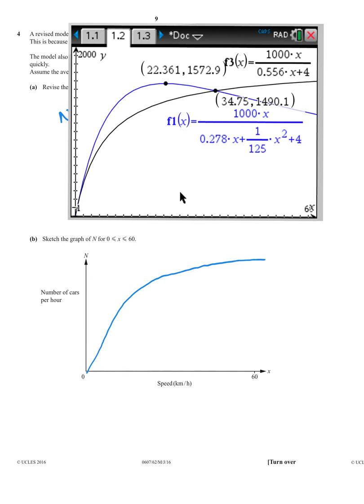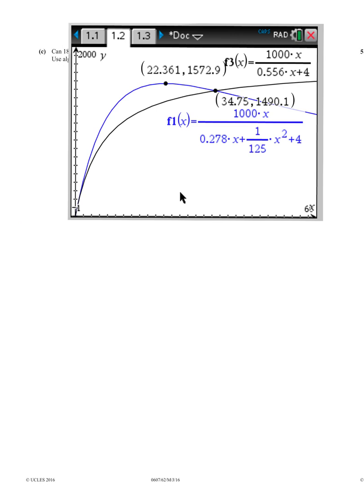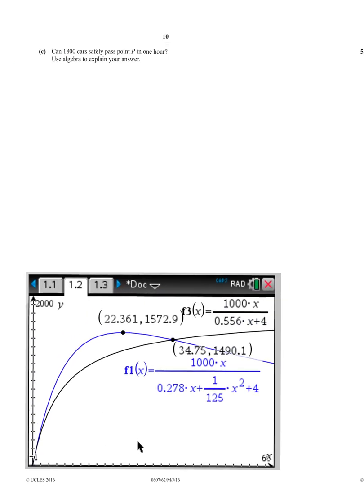Can 1,800 cars safely pass point P in 1 hour? Use algebra to explain your answer. So that's across the page. Let's go across there. Move this out of the way. I think I'm going to come back to that in a minute. I'll just put that in the corner here, so it's not going to bother us.